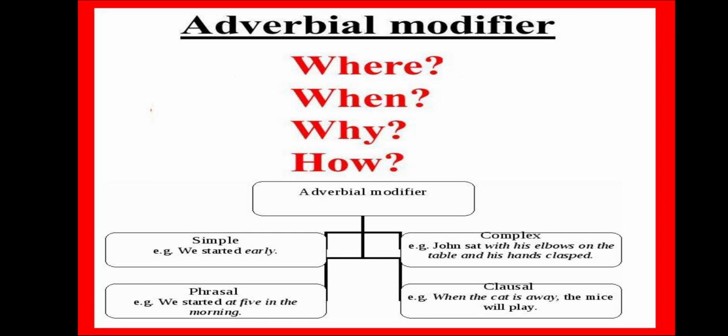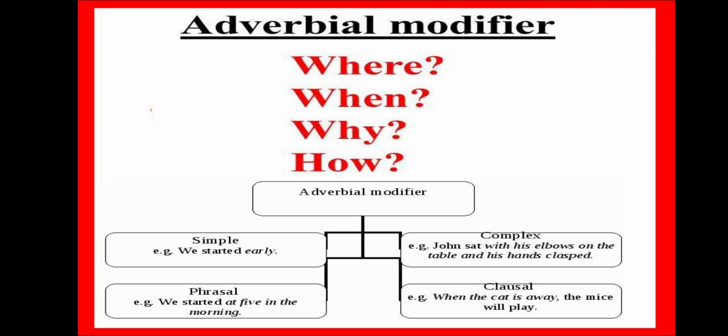Adverbial modifier, simple: we started early. Early is a simple adverbial modifier here. Phrasal: we started at 5 in the morning. Here we got in the morning, a phrasal adverbial modifier. Complex adverbial modifier: John sat with his elbows on the table, his hands clasped. Okay, here we got a complex adverbial modifier.